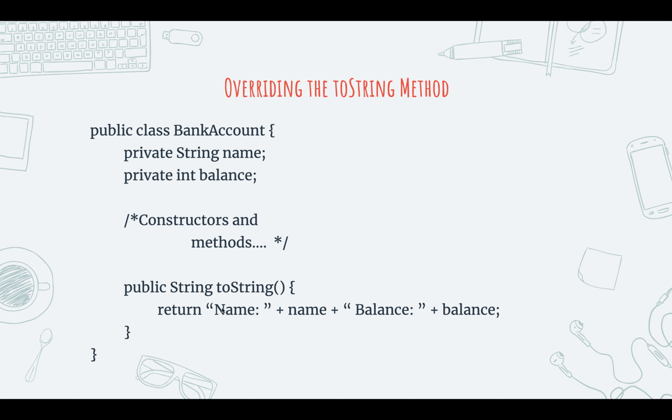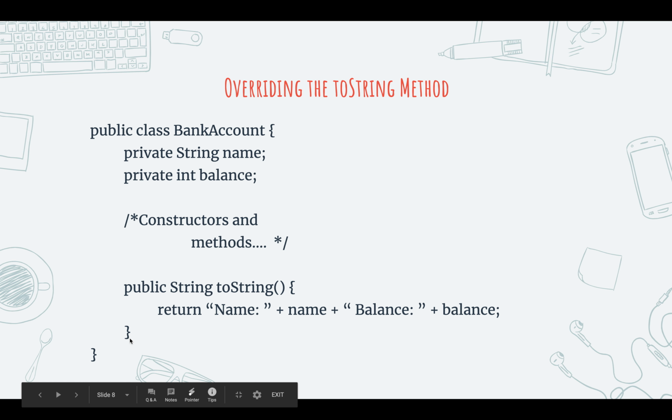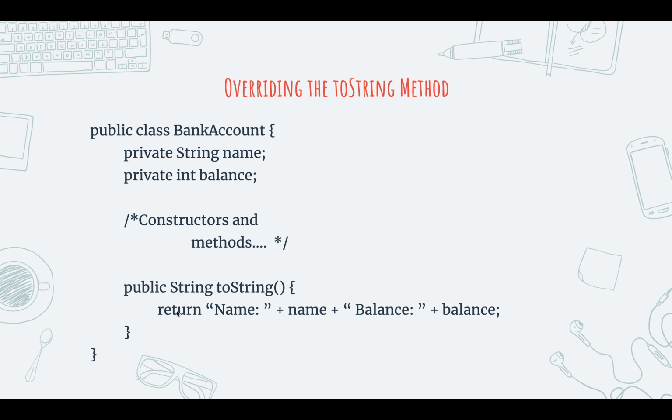In this case, we don't want to use the object class's toString method. We want BankAccount to have its own toString method. So we declare the same method signature that is in the object class: public String toString, no arguments, open curly brackets and close curly brackets. And instead of returning some type of computer science jargon that the computer can understand, it returns something more practical, such as name and then the name instance variable, balance and then the balance instance variable, which is much more appropriate for our program.